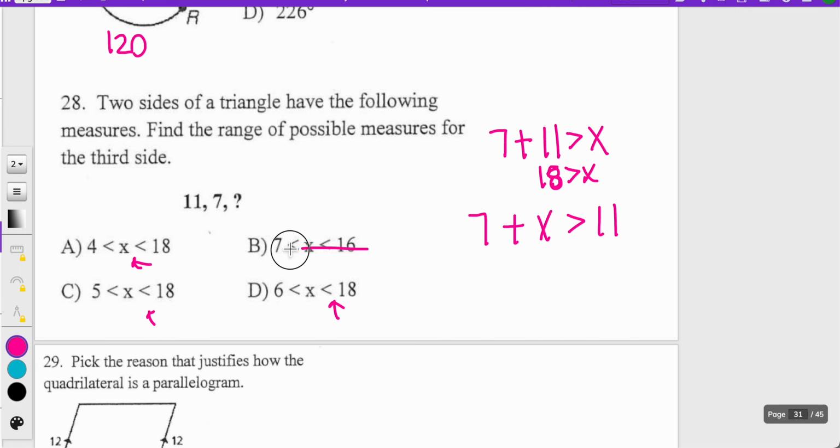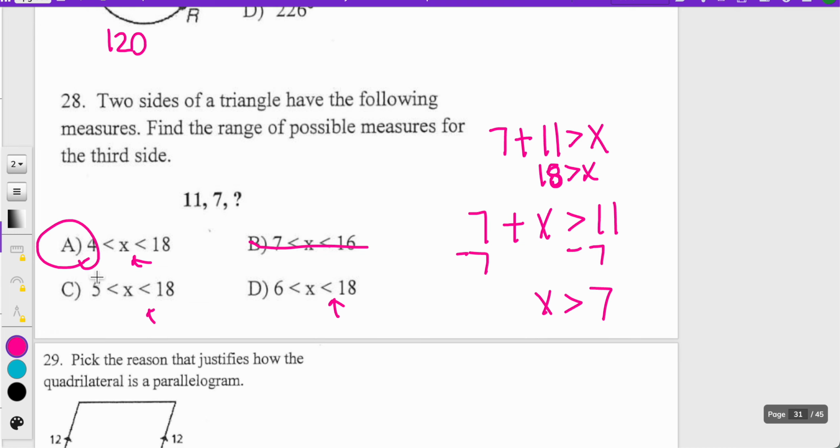So not option B. And then for the next option, I need to subtract 7 to figure out what X could possibly be. So X has to be greater than 4, and that is only option A.